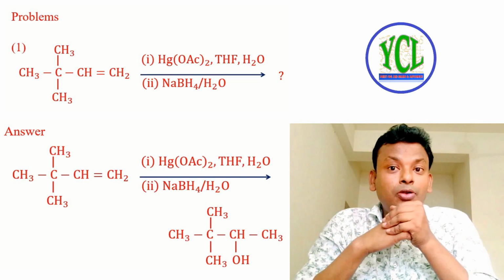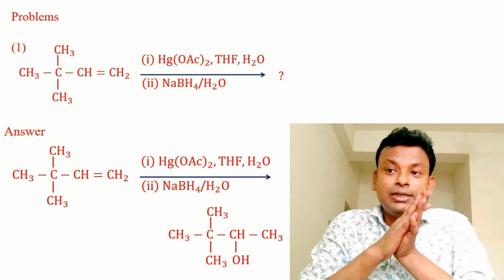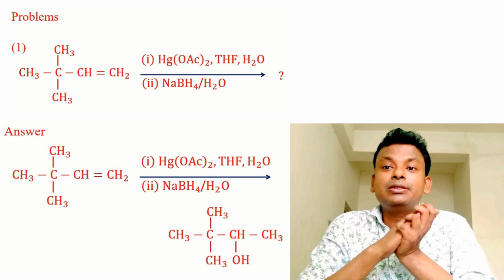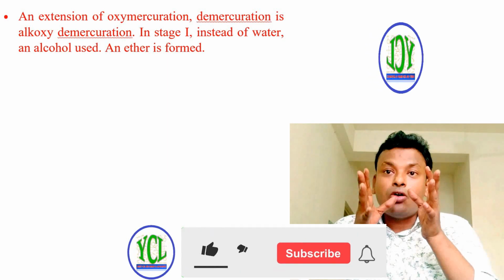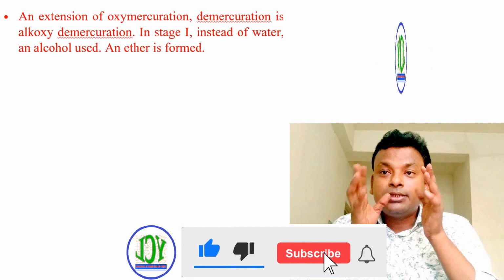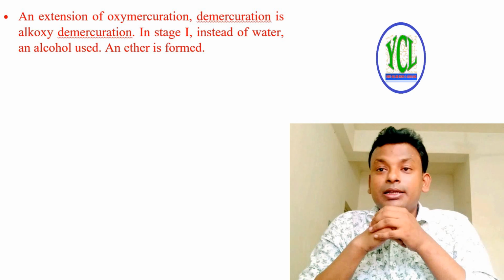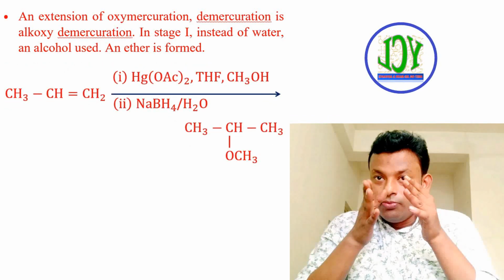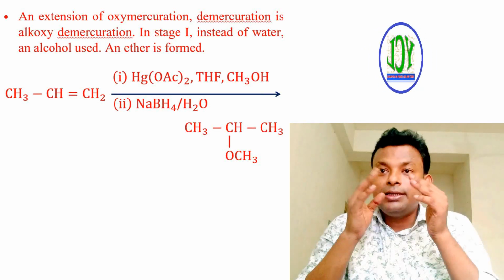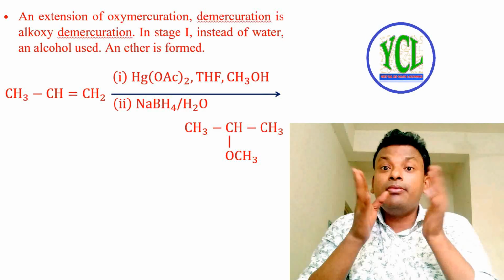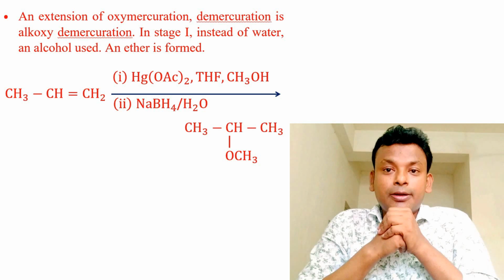Markovnikov's rule is followed, but here no rearrangement occurs, because a 3-member cyclic transition state is formed. An extension of oxymercuration-demercuration is alkoxymercuration-demercuration. In stage 1, instead of water, an alcohol is used and an ether is formed. In this example, propene in the presence of mercuric acetate in THF and methanol, with CH3OH replacing water, forms an ether.